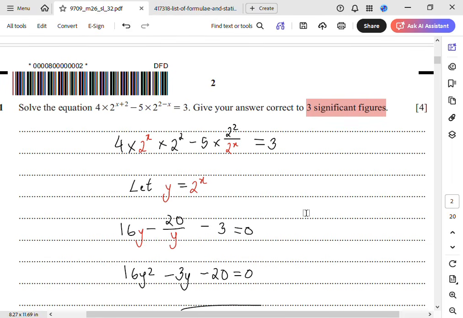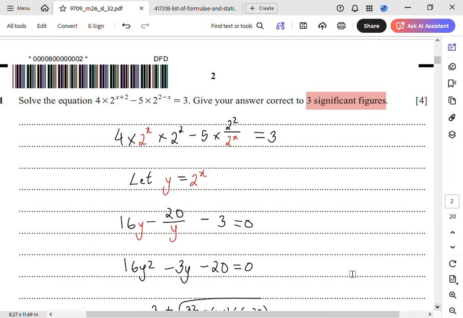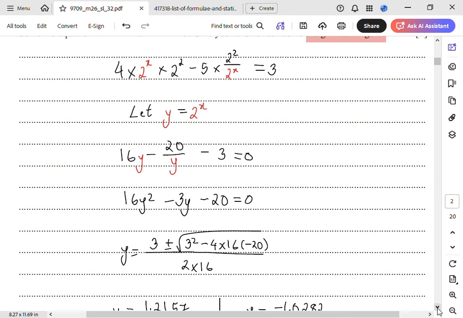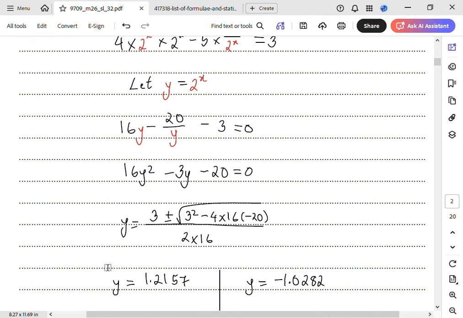The quadratic formula is provided in the formula booklet. The formula is minus b plus or minus the root of b squared minus 4ac, divided by 2a, right? So a here is 16, b is minus 3, and c is minus 20. If you use that, you get two values of y. Notice that I have rounded it to 5 significant figures.